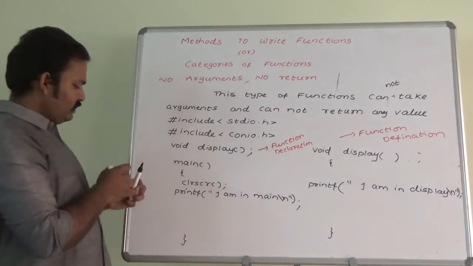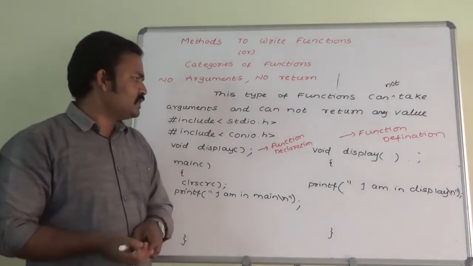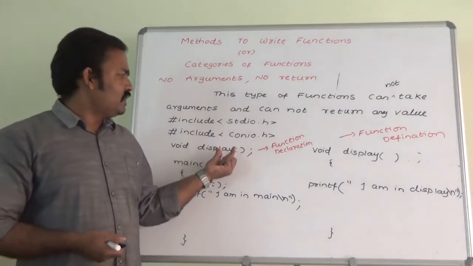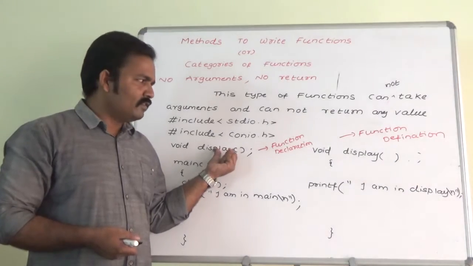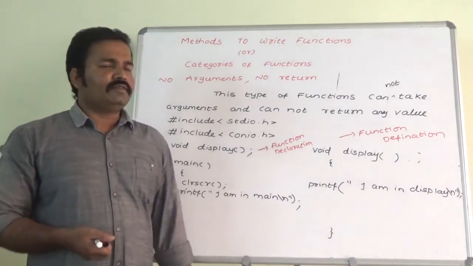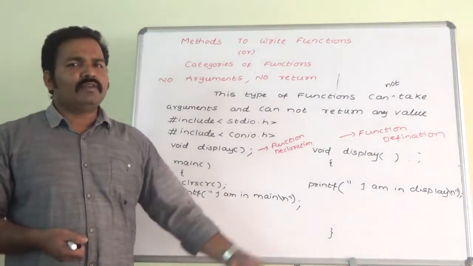So what is the difference between function declaration and function definition? Function declaration does not contain the body of the function. Function definition contains the body of the function.